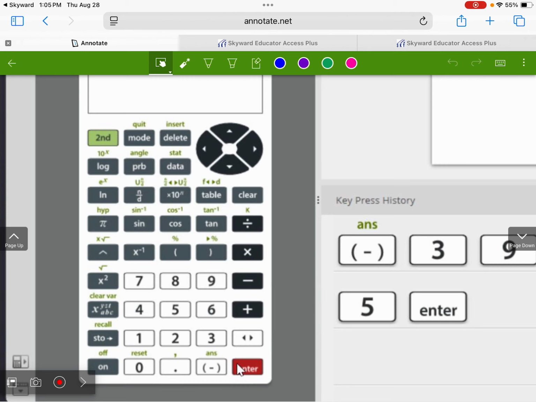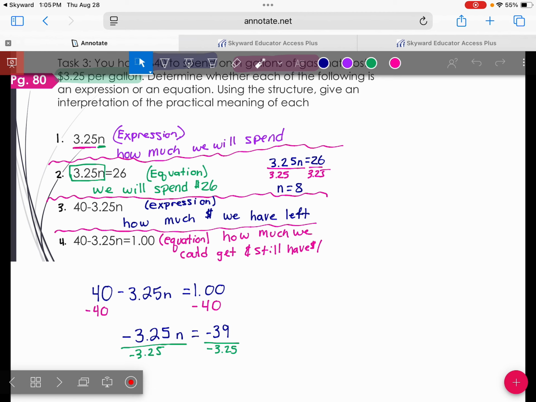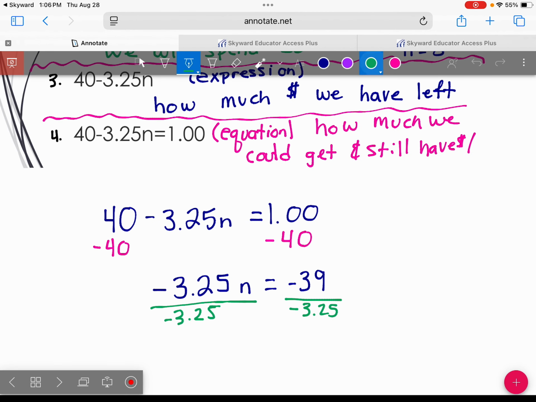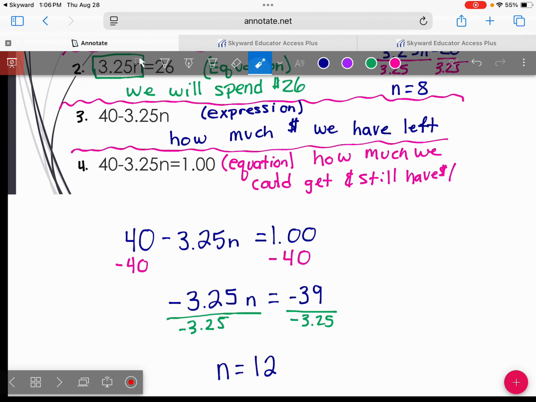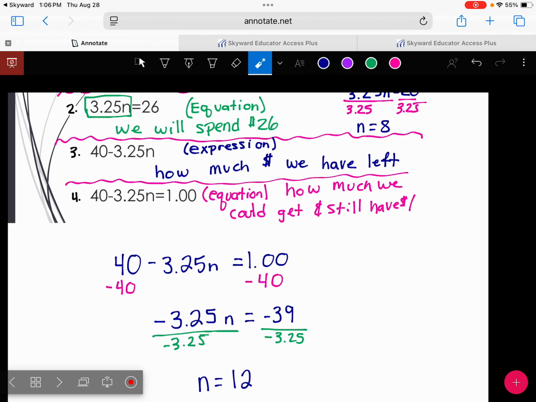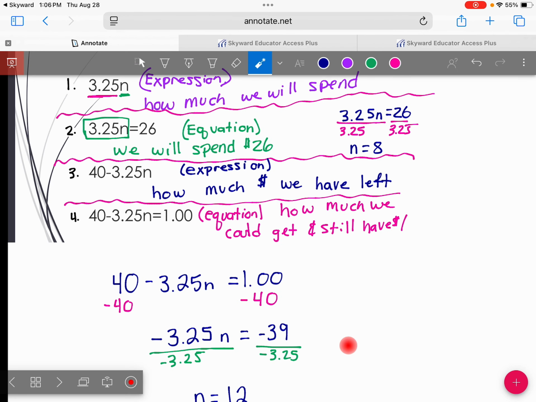We could buy 12 gallons of gas and still walk out of there with money. So our n would be 12. I could buy 12 gallons of gas and still leave with $1 in my pocket. I could go and get a little scratcher lotto ticket.